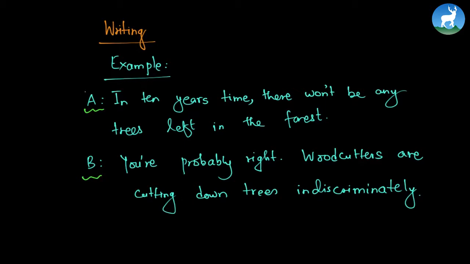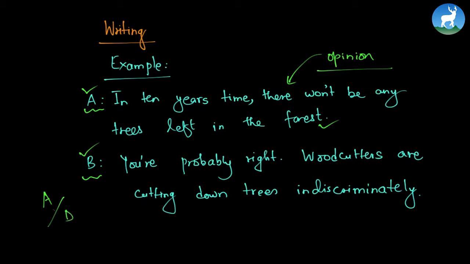First is, in 10 years' time, there won't be any trees left in the forest. So we have Mr. and Miss A who is trying to give some opinion. So it is his opinion that he is trying to convey to B. In 10 years' time, there won't be any trees left in the forest. And what is B doing? Is he agreeing or disagreeing?